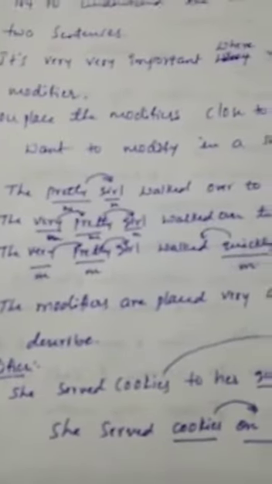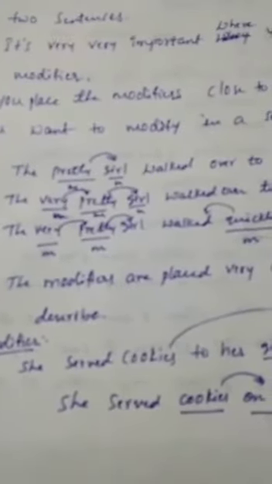And one more thing, I have given examples like, the pretty girl walked over to the counter. Pretty is an adjective, girl is noun, and pretty is a modifier here. The very pretty girl walked over to the counter. Okay, very is an adverb here. Pretty is an adjective, girl is noun.